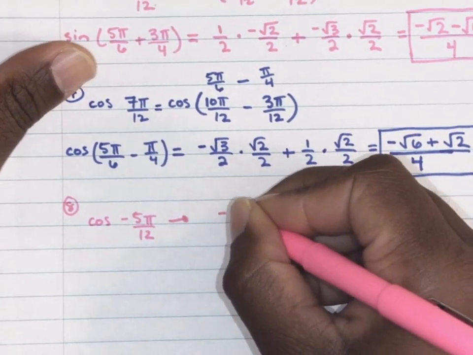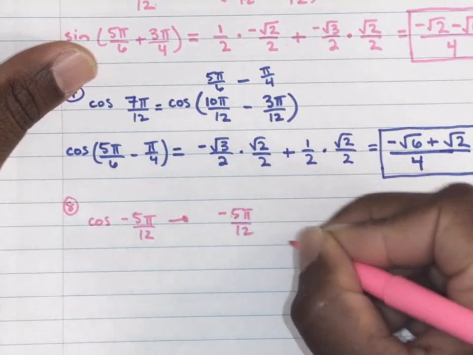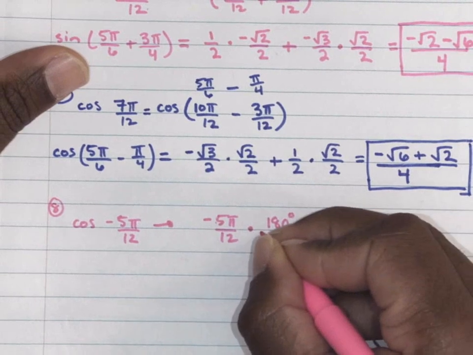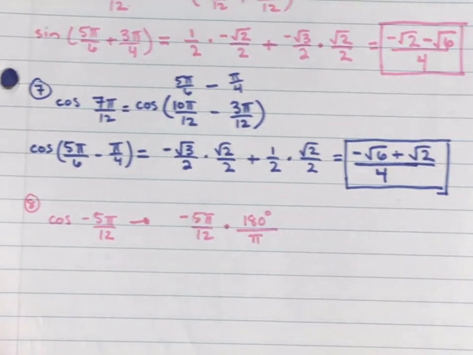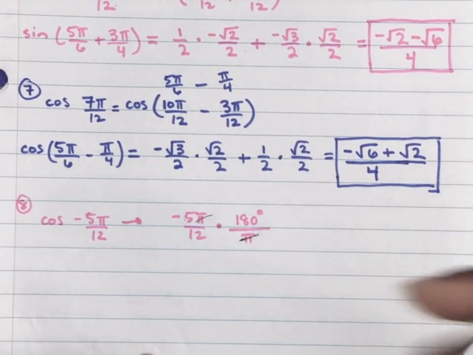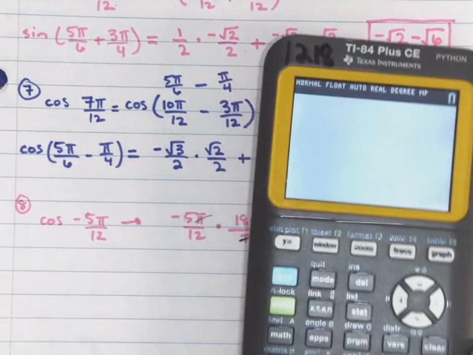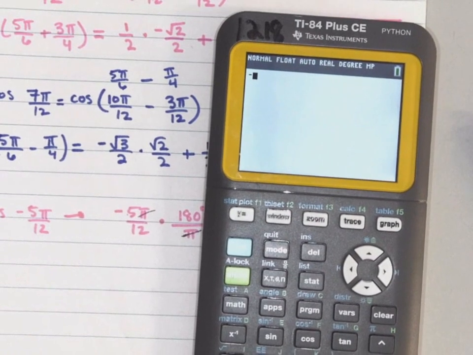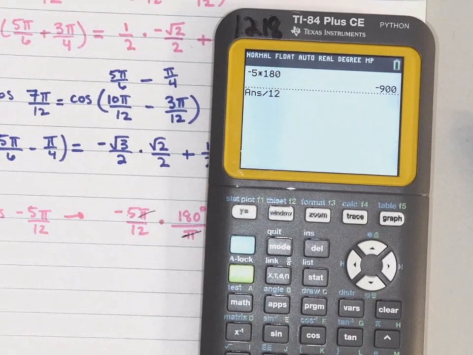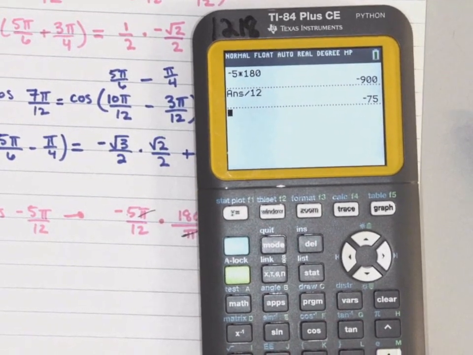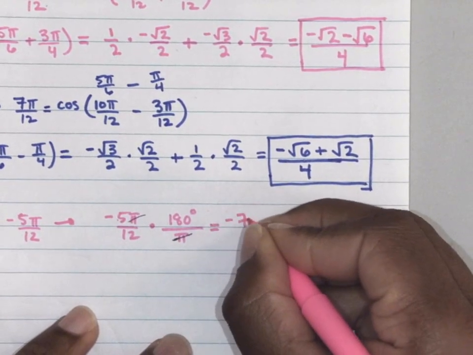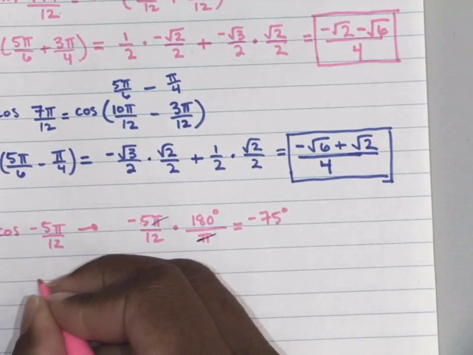All right, so negative 5 pi over 12, if we want to convert it to degrees, we multiply it by 180 degrees divided by pi. Then we'll simplify. The pi's will cancel. Then we could use our calculator to simplify this. I've got negative 5 times 180, and then I'll divide that by 12. And I see that this is negative 75 degrees. So let's work with that one for this one.